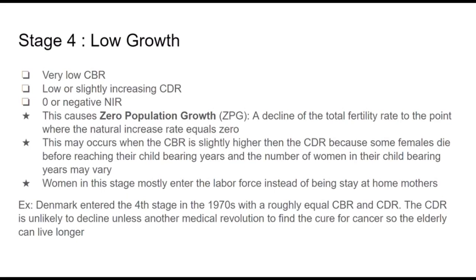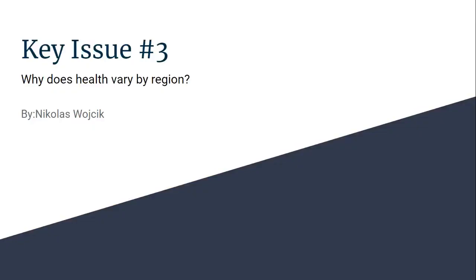Women in this stage mostly enter the labor force instead of being stay-at-home mothers. An example is Denmark. Denmark entered stage 4 in the 1970s with a roughly equal CBR and CDR. The CDR is unlikely to decline unless another medical revolution finds the cure for cancer so the elderly can live longer. Key issue 3: Why does health vary by region?